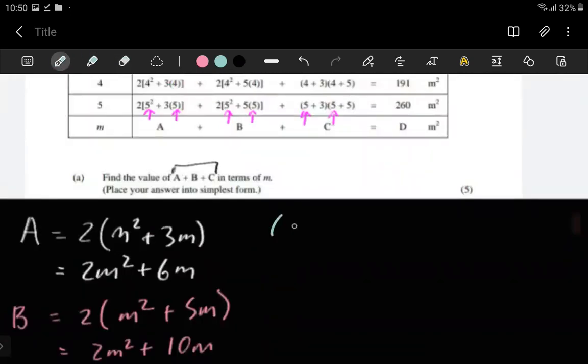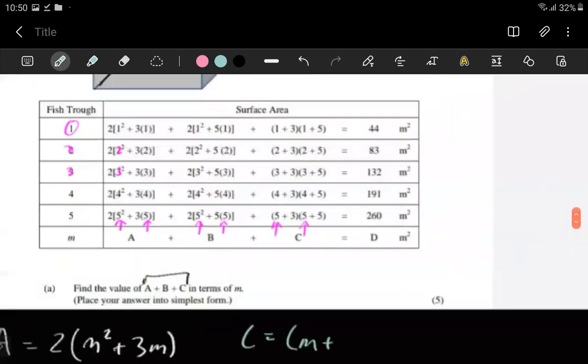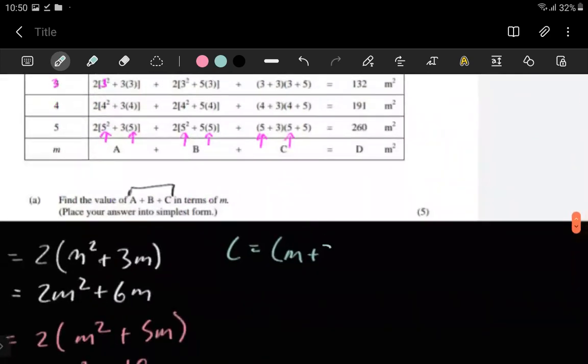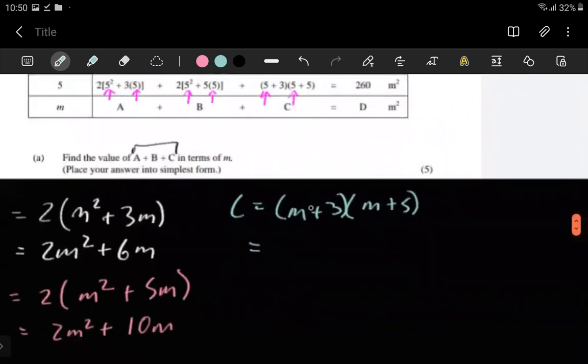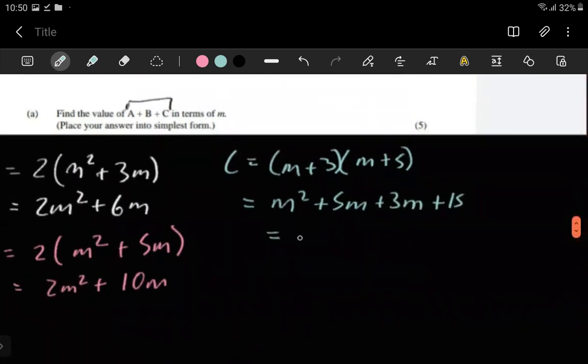So for C, we're going to have M plus 3, because all of them have 3's here. And then M plus 1, 2, 3, 4, 5. So it's like M plus 5. And then M times M is like M squared. M times 5 is like 5M. 3 times M is like 3M. 3 times 5 is like 15. And then this is like M squared plus 8M plus 15.